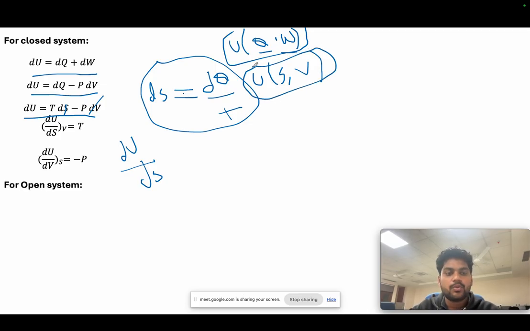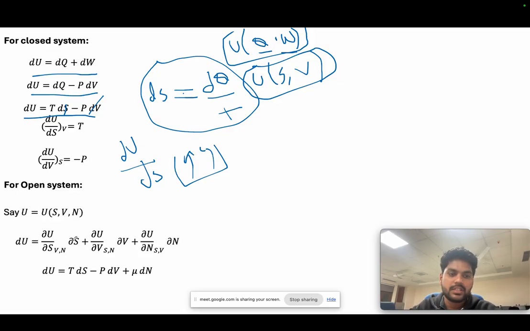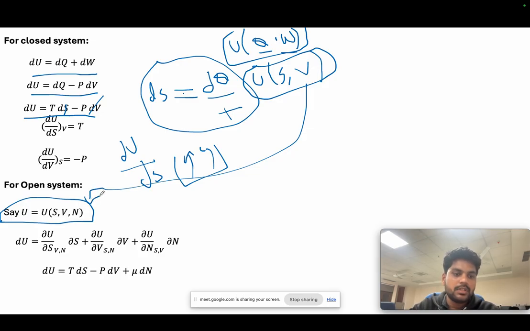Okay, if you are talking about an open system, suppose you take the boiling of water. There will be a flow of molecules from one side to another side. So another term will be added, called the chemical potential. Now there are three, so now we are defining this property using three different variables: entropy, volume, and number of molecules. Number of molecules in the sense of different substances.